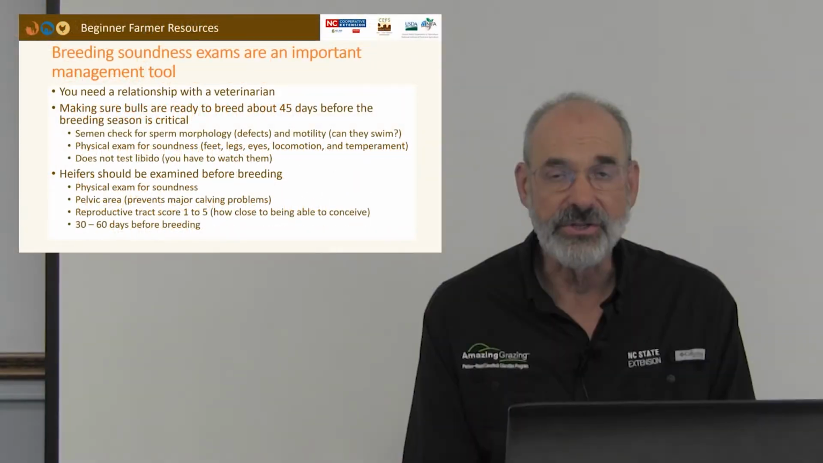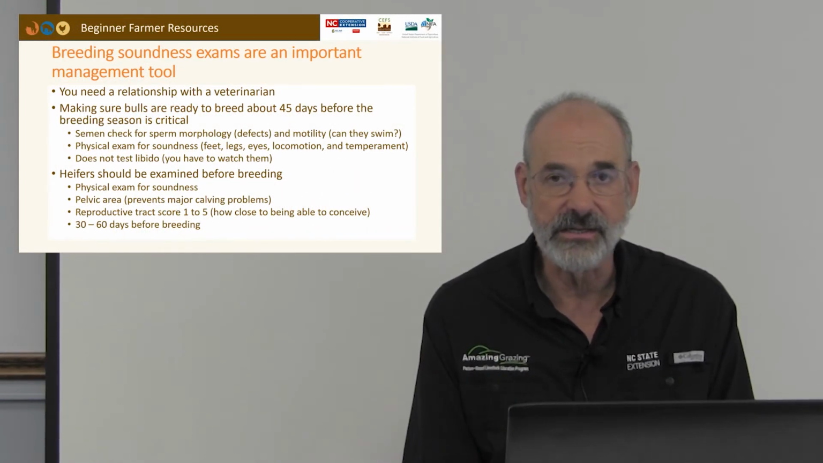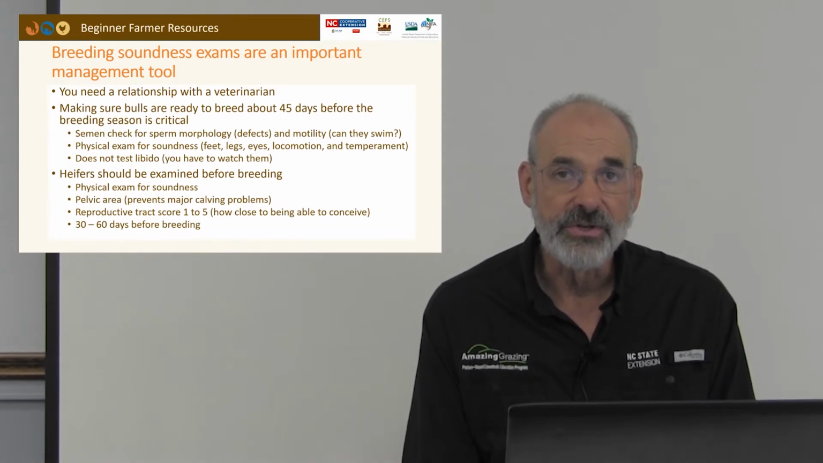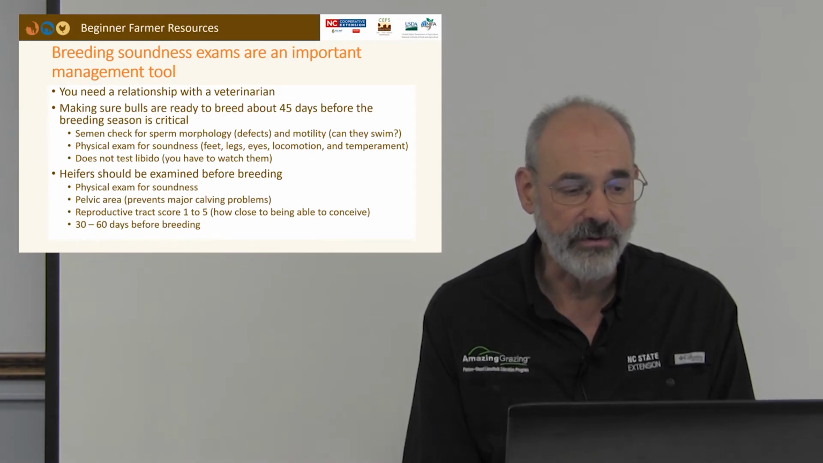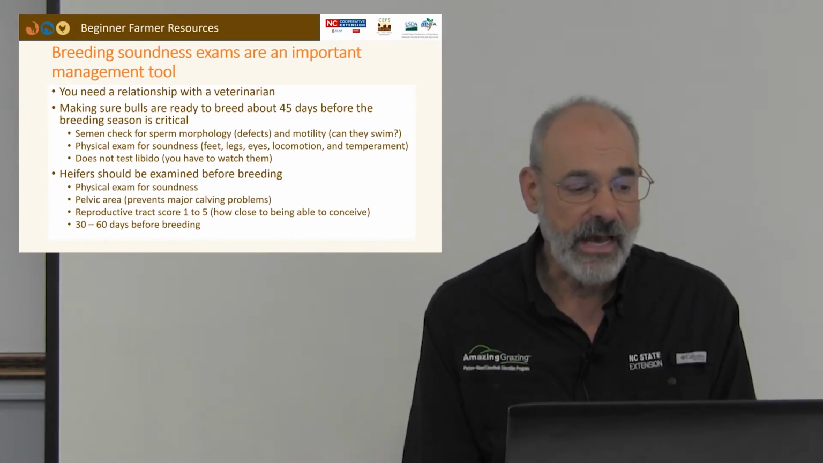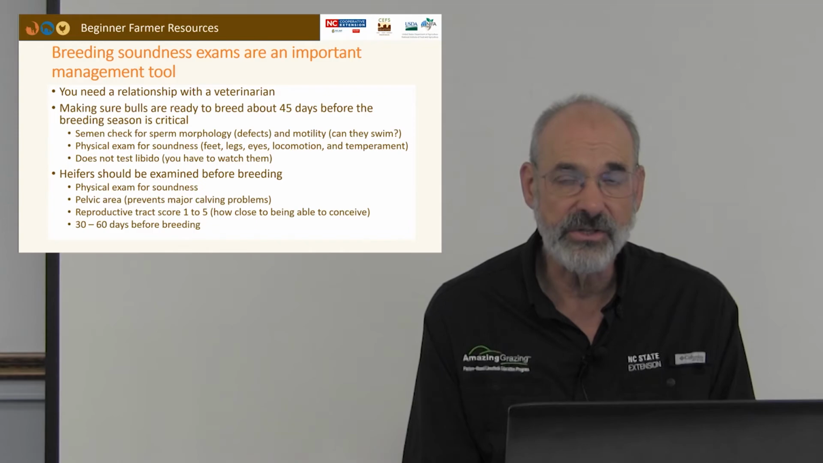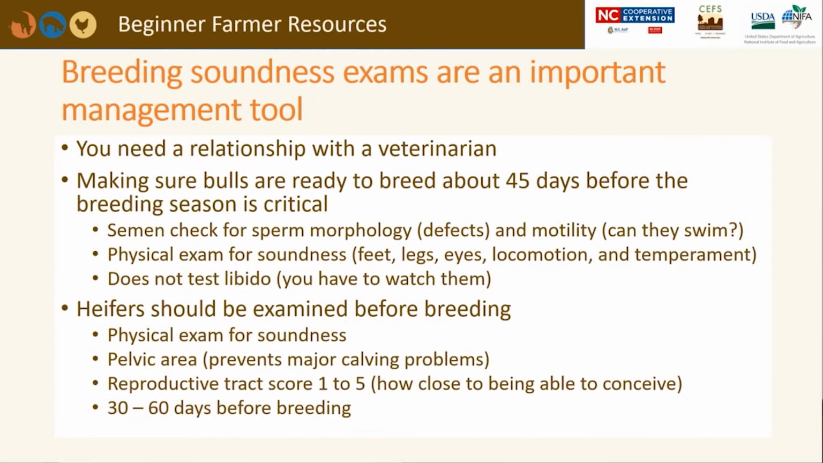We need to make sure that bulls are ready to breed about 45 days before the breeding season, so that we can obtain a replacement bull should the bull be proven infertile. The bull breeding soundness exam involves a semen check, which involves looking at the sperm to make sure that they are normal and that they can swim properly, both of those being important in their fertilization of the egg.